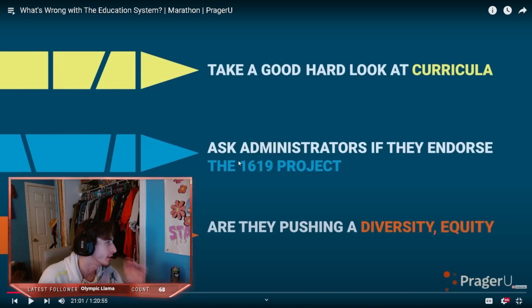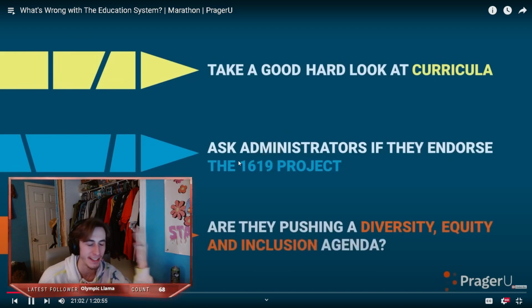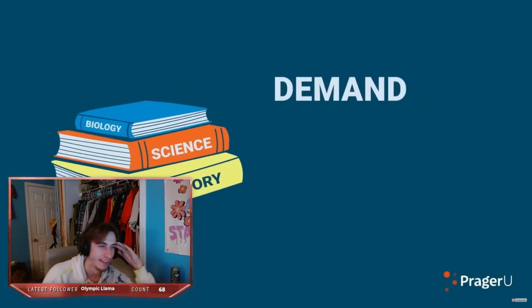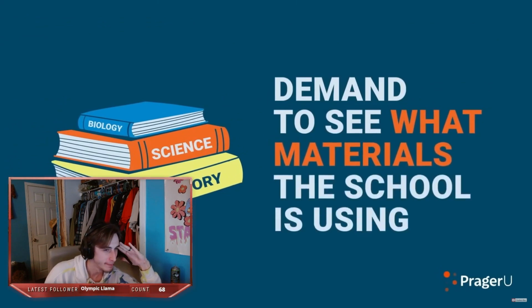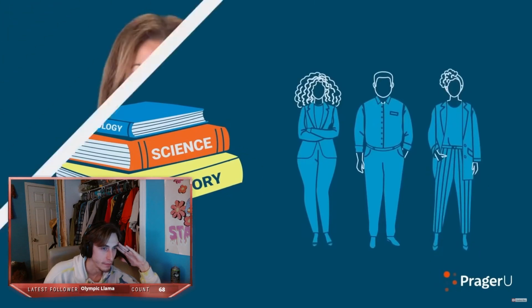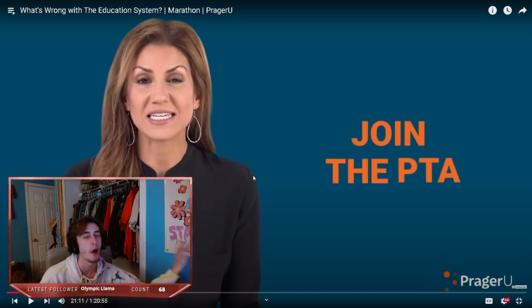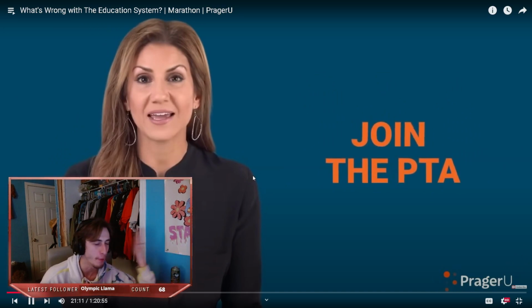If you walk into your child's school and you walk up to the administrator and ask them if they endorse the 1619 project, they're gonna look at you like you're speaking Spanish. Let's be real here. Especially down here in North Carolina. So, demand to see what materials the school is using. At a minimum, get to know your kids' teachers and principals. I think that's a general rule of thumb that everyone should follow. You should know who is teaching your kids. No one disagrees with that.